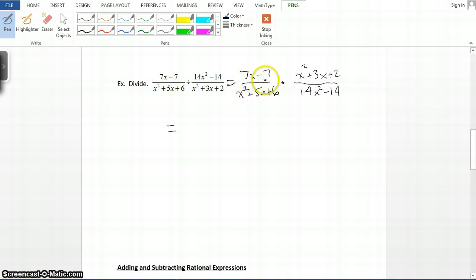Alright, so now it's just a multiplication problem, and remember that we want to factor everything first. If we look at the numerator of my first rational expression, you can pull out a greatest common factor of 7. Looking at the denominator, that's a trinomial, lead coefficient 1. Do the reverse FOIL method, x squared will split to x and x. Factors of 6 that add up to 5, plus 3, and plus 2.